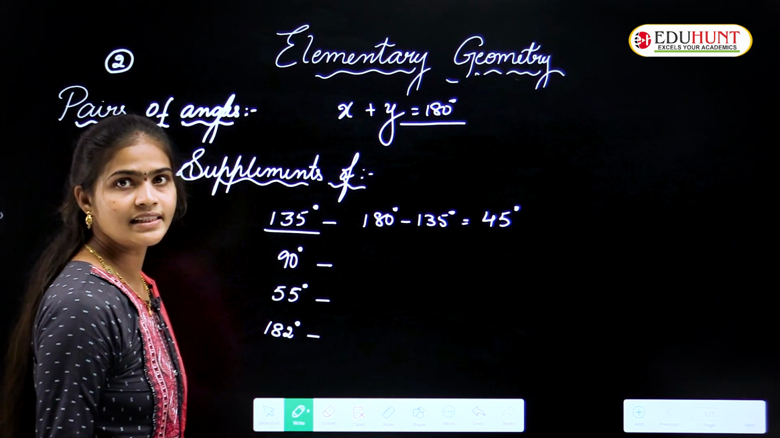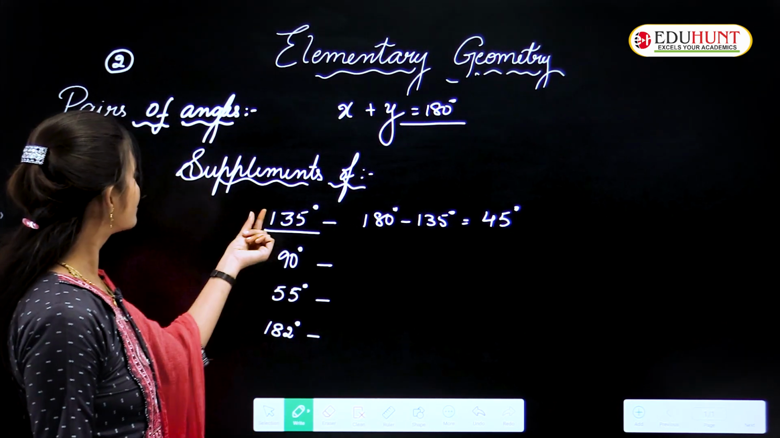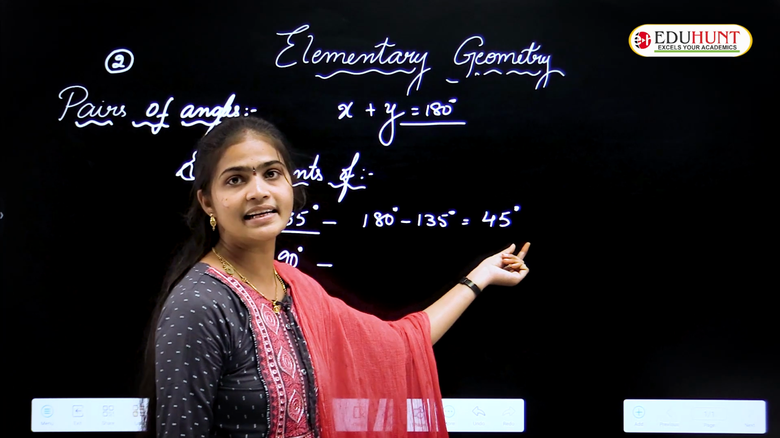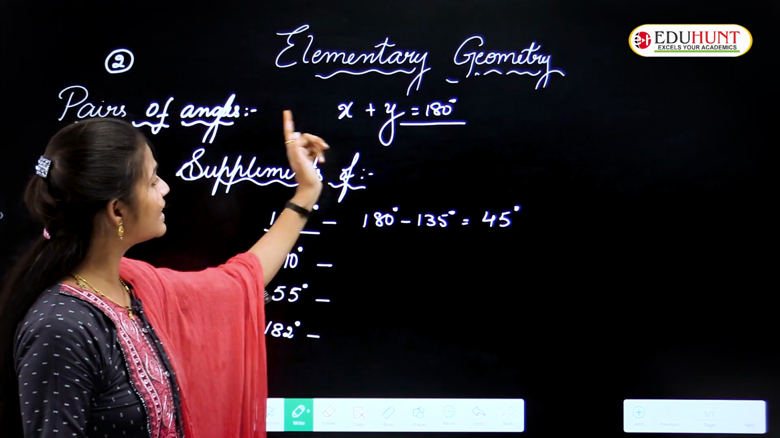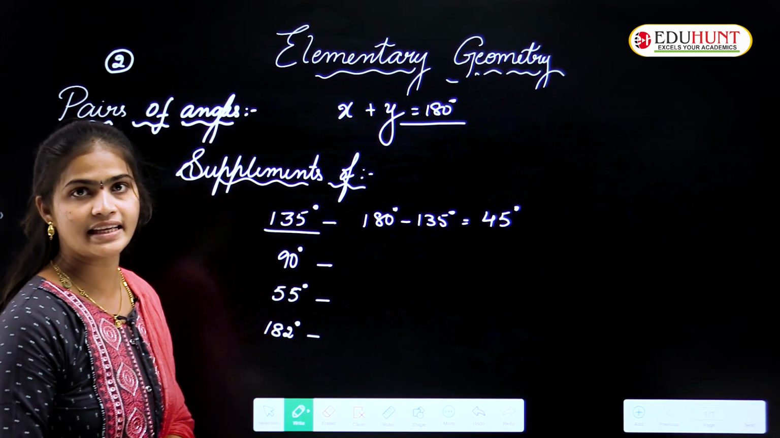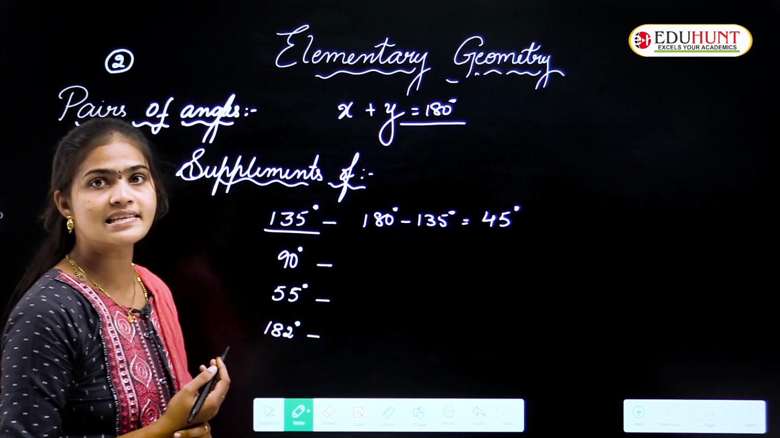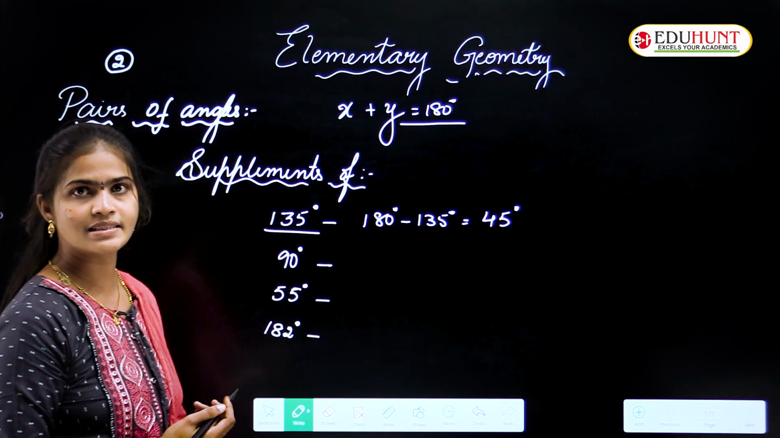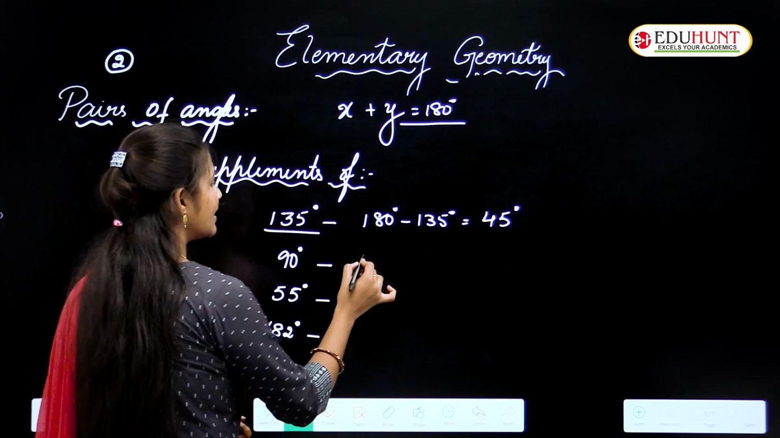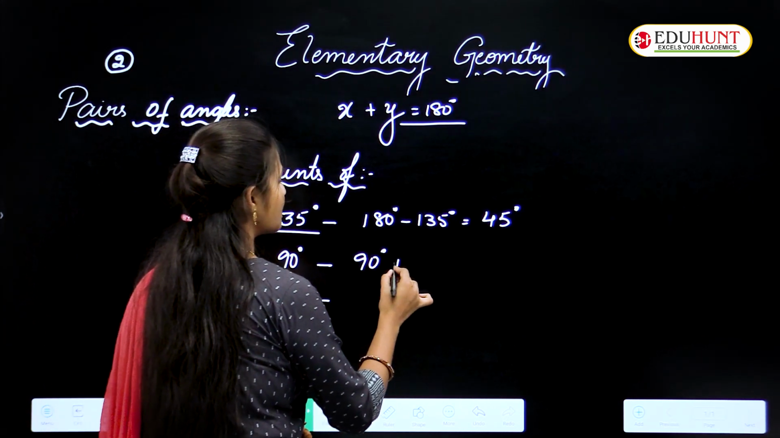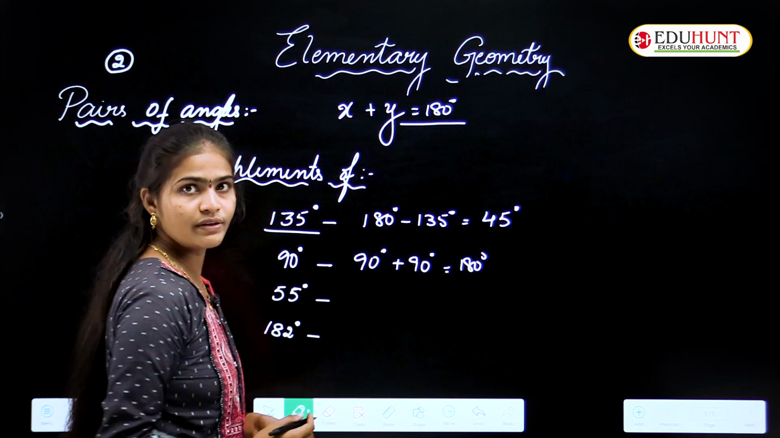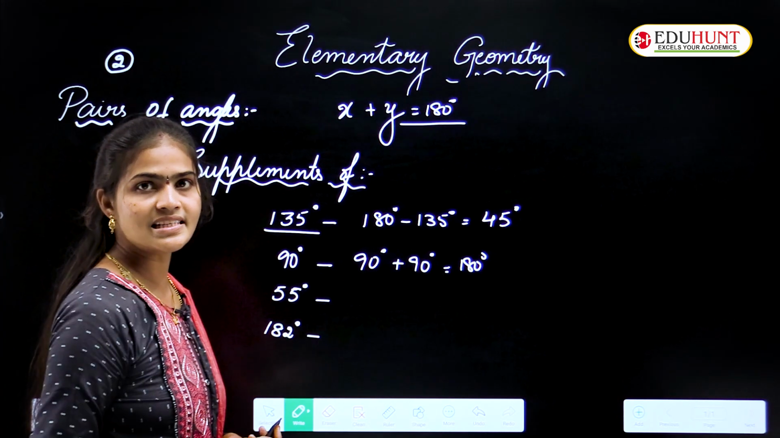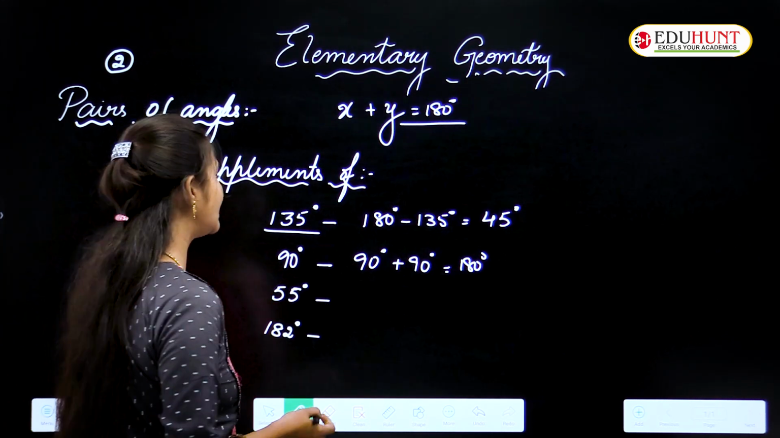So the angle here is 45 degrees. 135 degrees plus 45 degrees equals 180 degrees. So 135 degrees is a supplement of 45 degrees, and 45 degrees is a supplement of 135 degrees. Next, 90 degrees. We already know this one. 90 degrees plus 90 degrees equals 180 degrees. We just discussed that: 180 minus 90 equals 90.